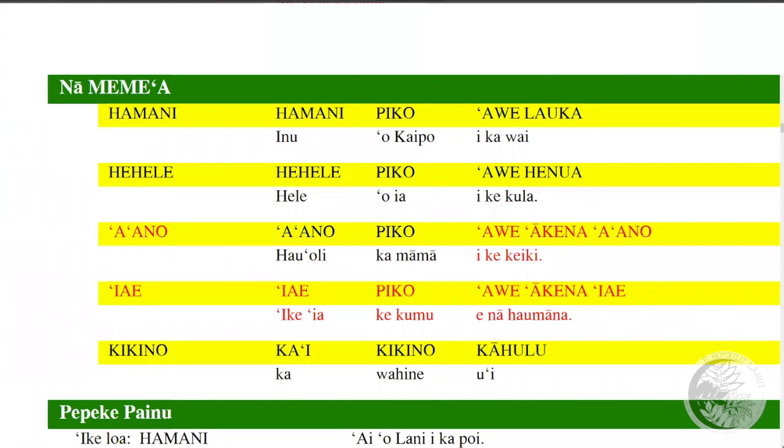Aloha. Another lesson today. Hawaiian language basics, fundamentals of understanding Hawaiian language grammar. And so for today, we're going to look at a class of words which are called Memeʻa. And Memeʻa really comes from the meaning of mea.